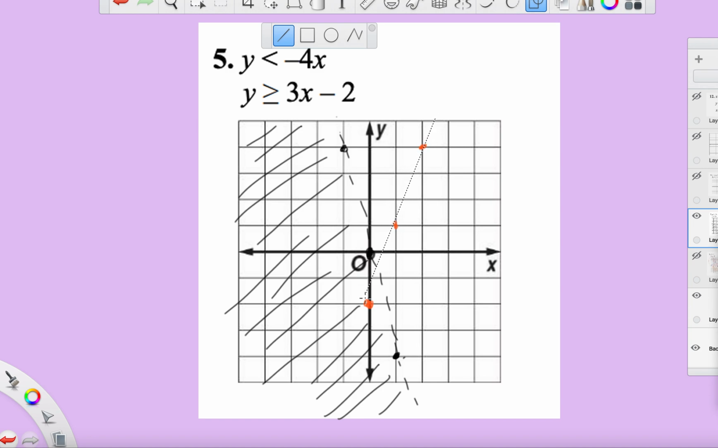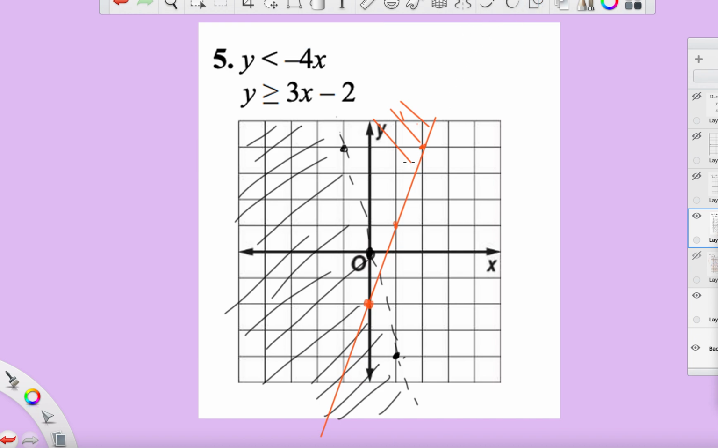I think if I do it just like this, I could probably get it to work, right? Yay. Right? Now, here we go. I'm going to shade in orange everything above this line.